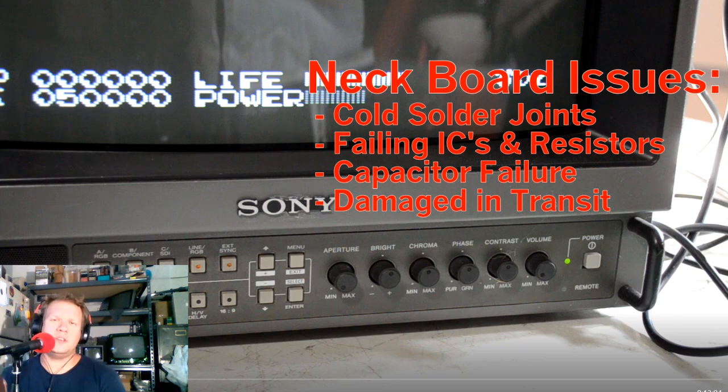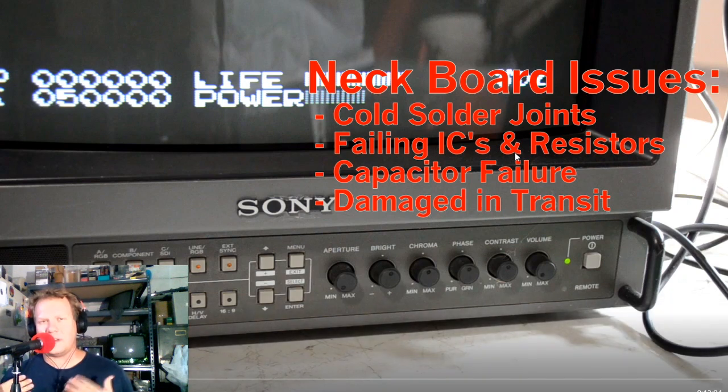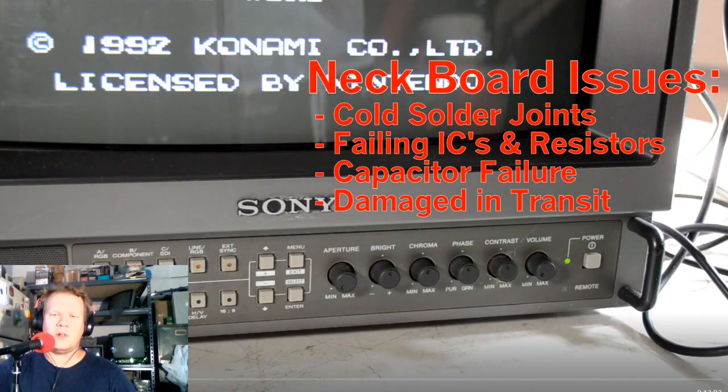So the most common issues are cold solder joints, which just happen from heat and then cooling cycles over time. As a CRT ages, that can happen, as well as failing ICs and resistors. Those are going to be the more common components that give you trouble on your neck board. There are a few capacitors on there, and capacitor failure can be an issue, and then damage in transit. A neck board might get damaged in transit, whether through shipment or just moving a CRT around personally. A lot of times that gets damaged.